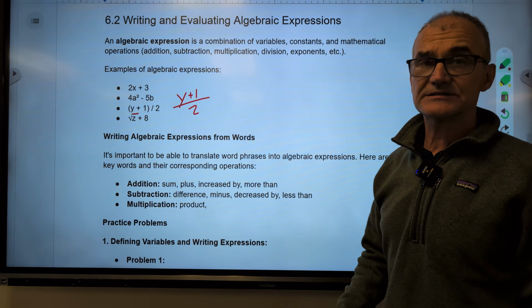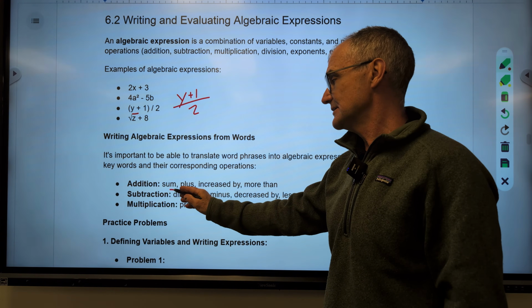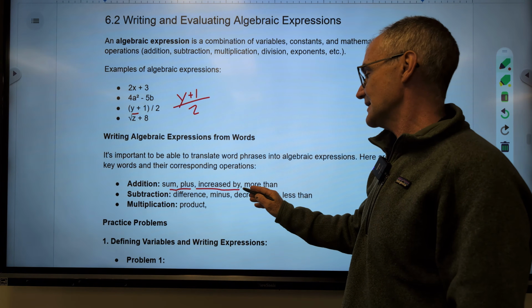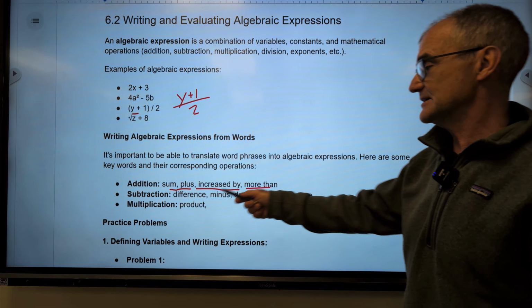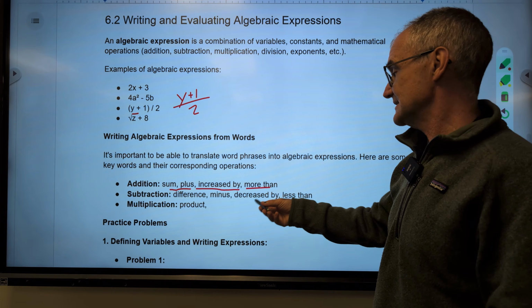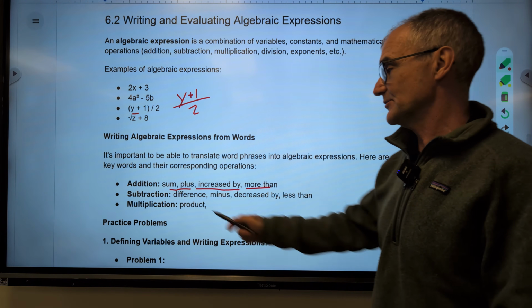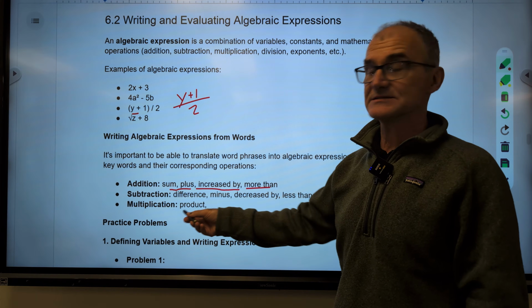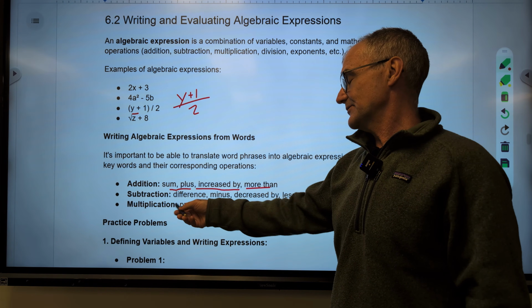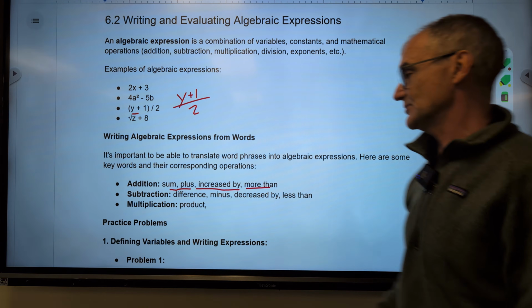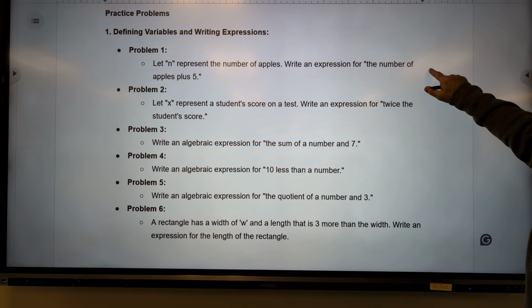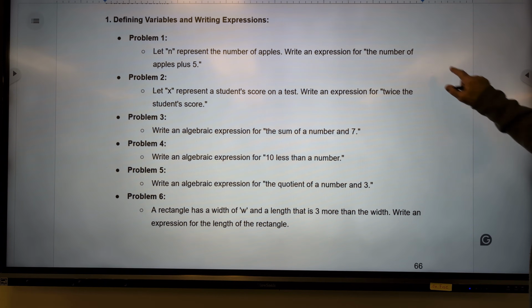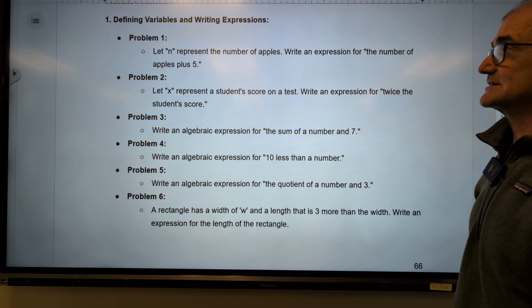The words you usually see for addition are sum, plus, increase by, more than. Words for subtraction are the difference, minus, decrease by, less than. Multiplication and product mean the same thing. So if you see the word product, it means to multiply. Let's take a look at some of these practice problems here. What we want to do on these practice problems is convert these sentences into mathematical expressions.